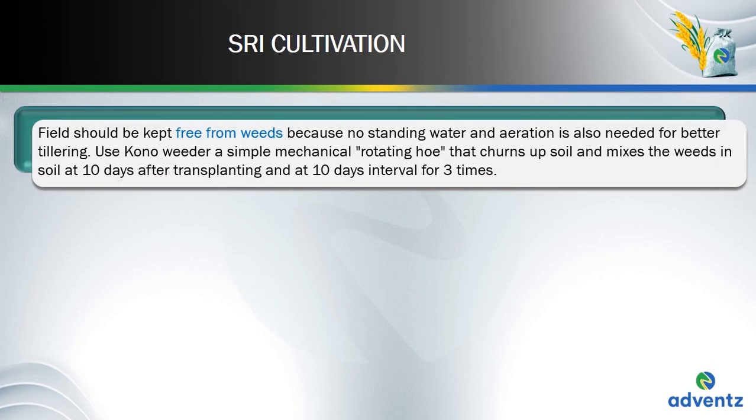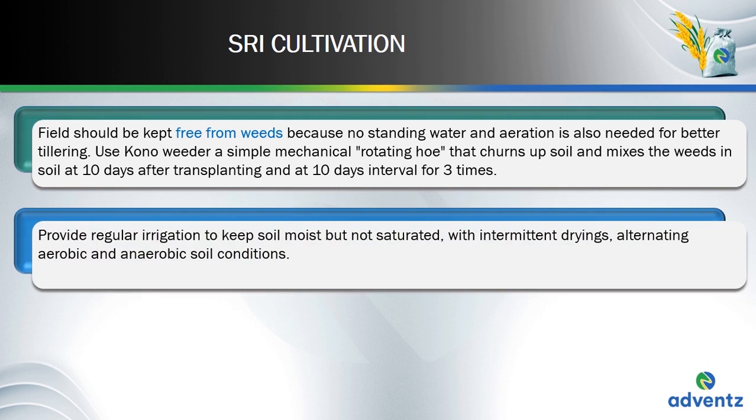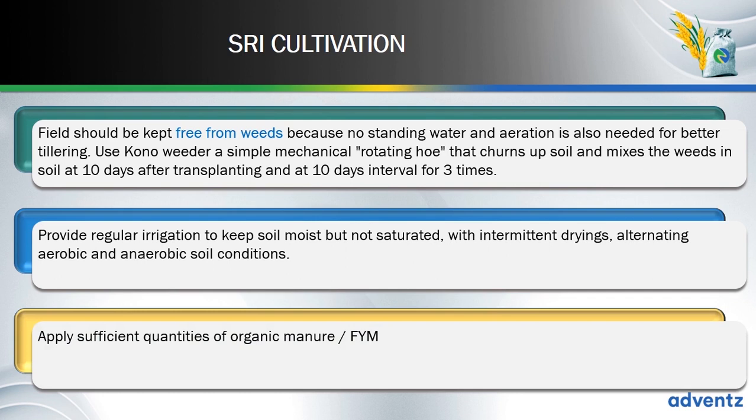A field should be kept free from weeds because no standing water and aeration is also needed for better tillering. Use cono weeder, a simple mechanical rotating hoe that churns up soil and mixes the weed in the soil at 10 days after transplanting and at 10 days interval for 3 times. We also need to provide regular irrigation to keep the soil moist but not saturated, with intermittent dryings alternating aerobic and anaerobic soil conditions. Lastly, we need to apply sufficient quantities of organic manure or FYM.